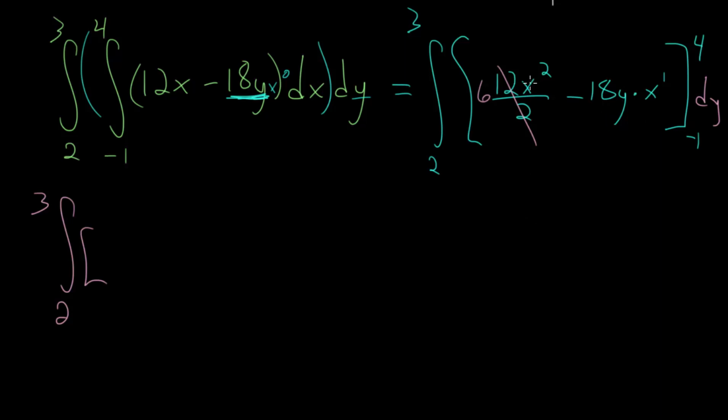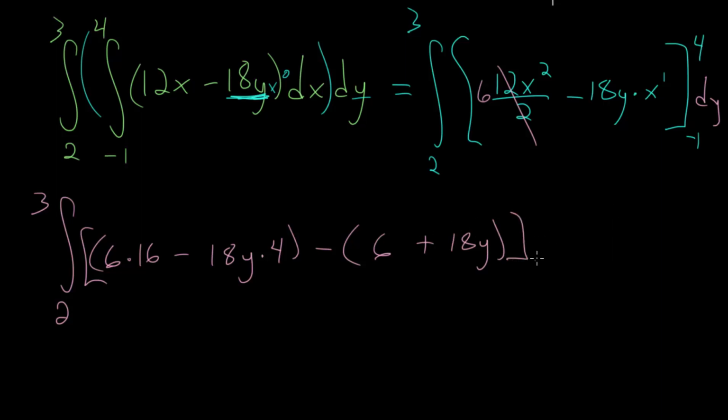We plug in 4 first. We have 6 multiplied by 4 squared, or 6 multiplied by 16. And then we subtract 18y multiplied by 4. And we subtract all of this evaluated at the lower bound. We plug in -1 and square that, we get +1, so this is just 6 times 1. Then we have minus 18y multiplied by -1, so it becomes plus 18y. And we just need to simplify all of this and then evaluate that outer integral with respect to y.